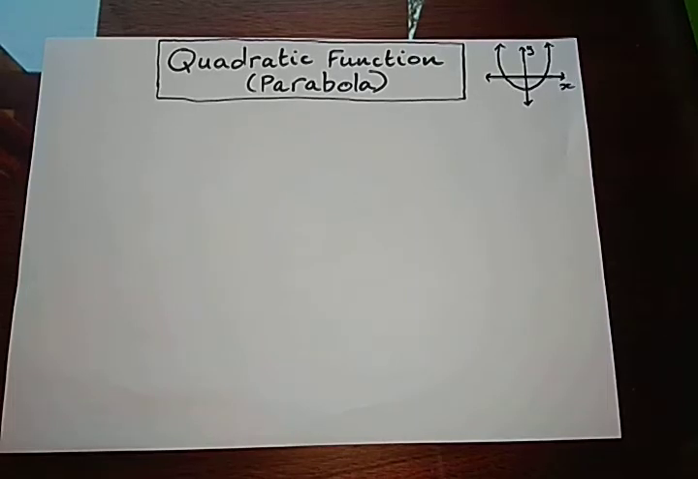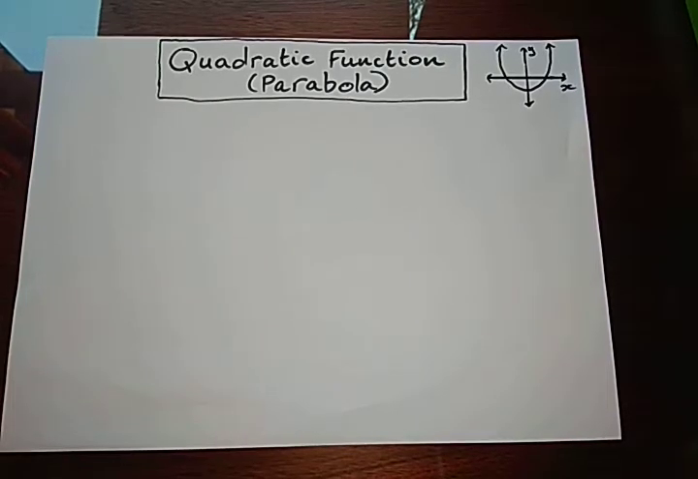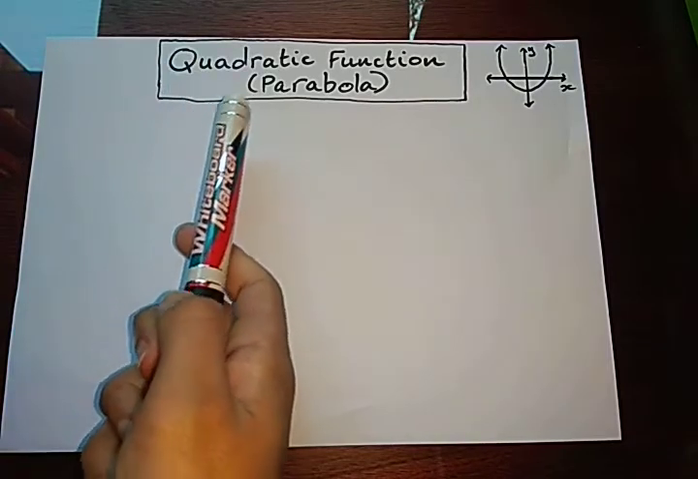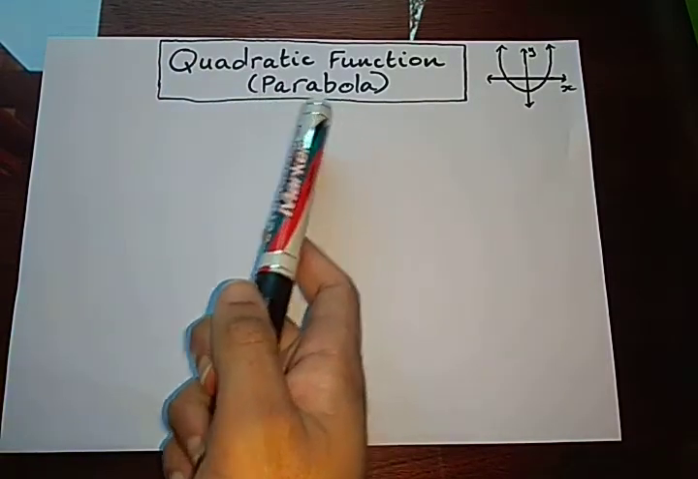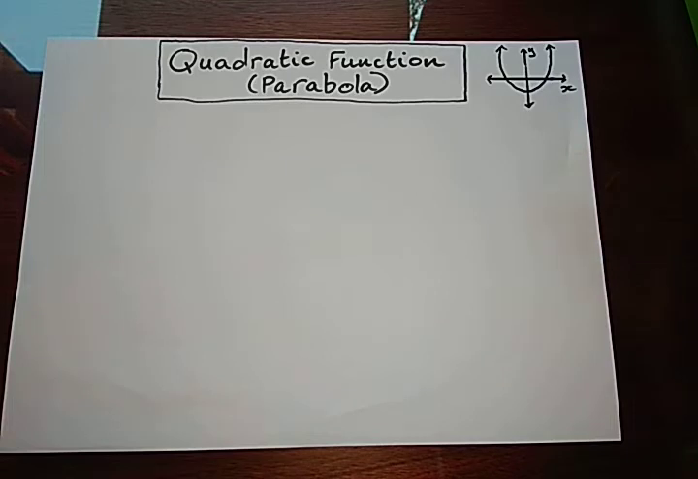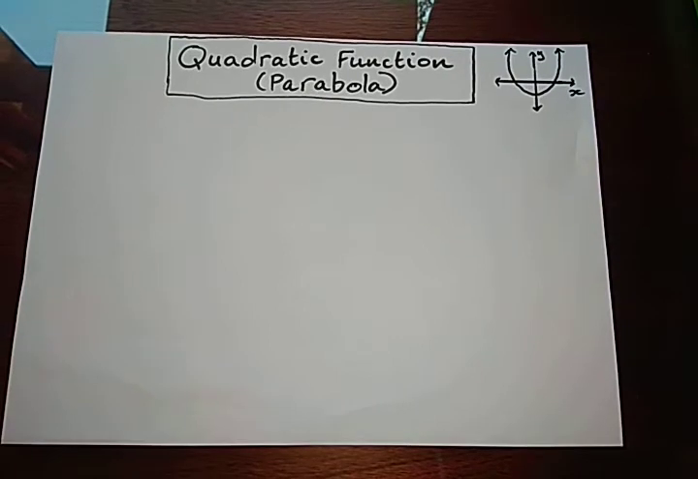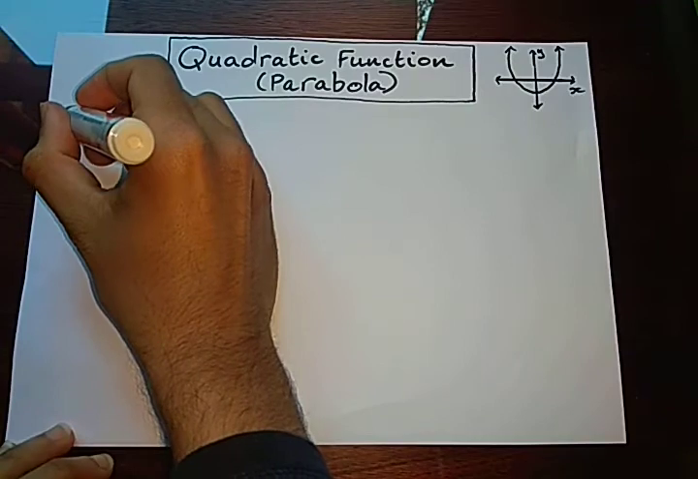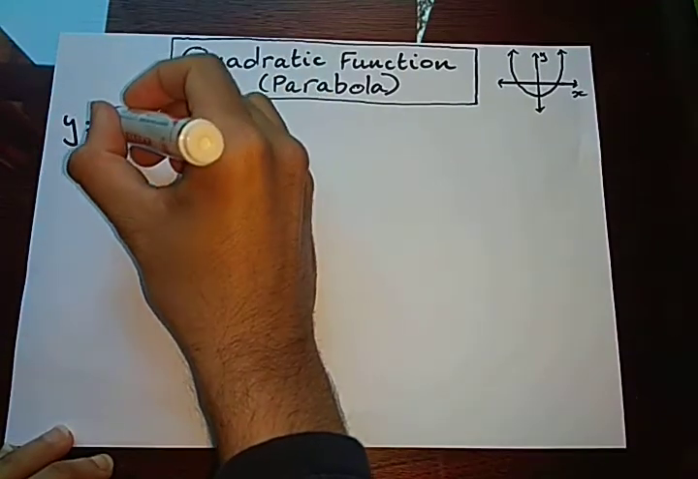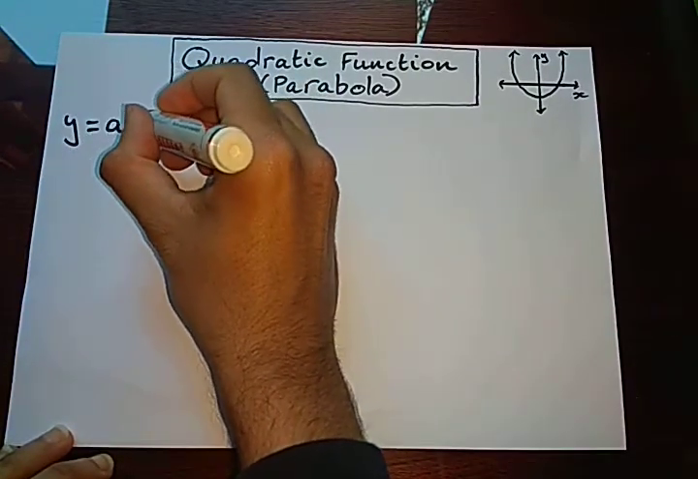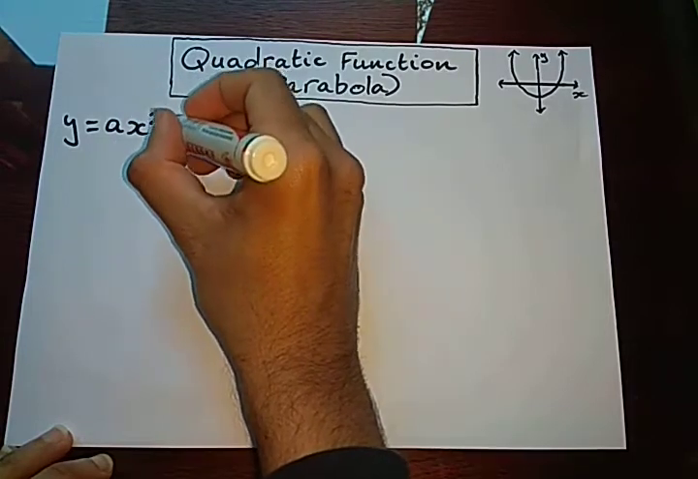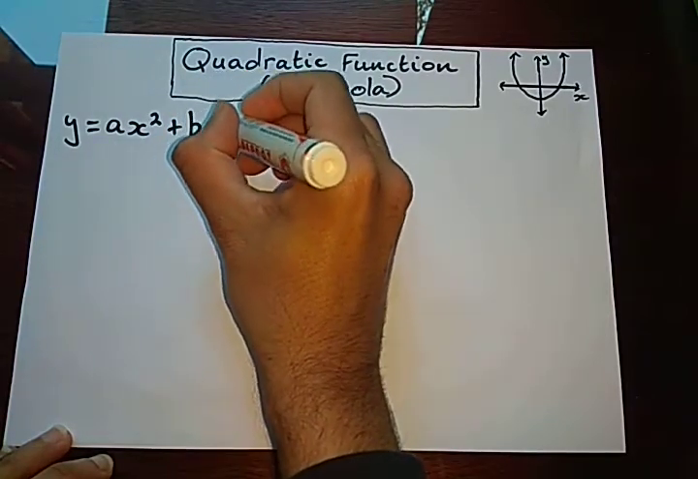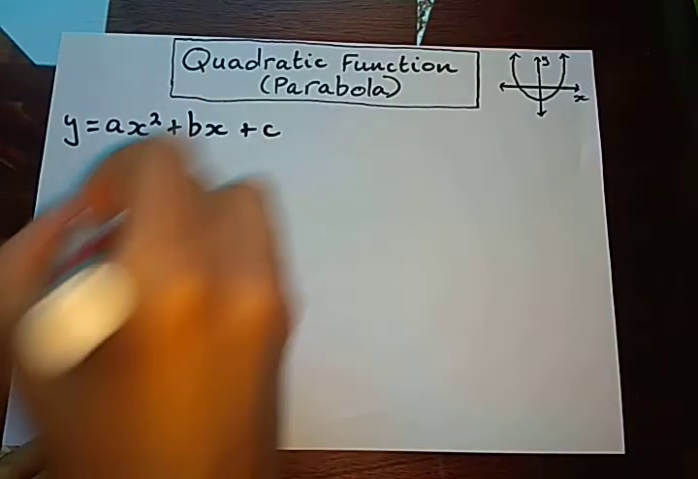Hi guys. In this video, we are going to discuss the quadratic function, which is otherwise known as the parabola. The parabola is most recognized by being this U-shaped curve on our Cartesian plane. And as always, we're going to start with the base equation, which I covered in my last video. The parabola always takes on the form of y is equal to ax squared plus bx plus c.